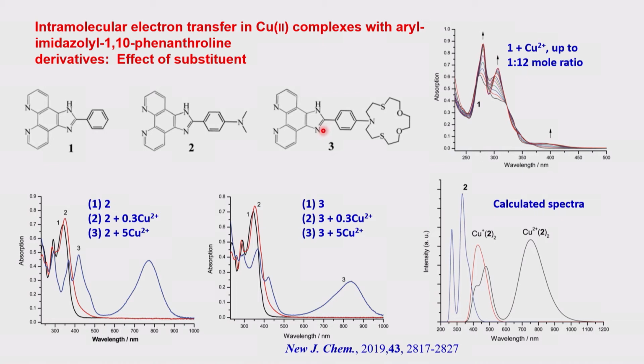But now let us look at this particular compound, and of course the spectrum here. As you keep adding the copper 2 plus ion, this band is increasing, this band is also increasing, there is another band increasing, and something is going down. Therefore you have a crossing of these, and these are called the isosbestic points.